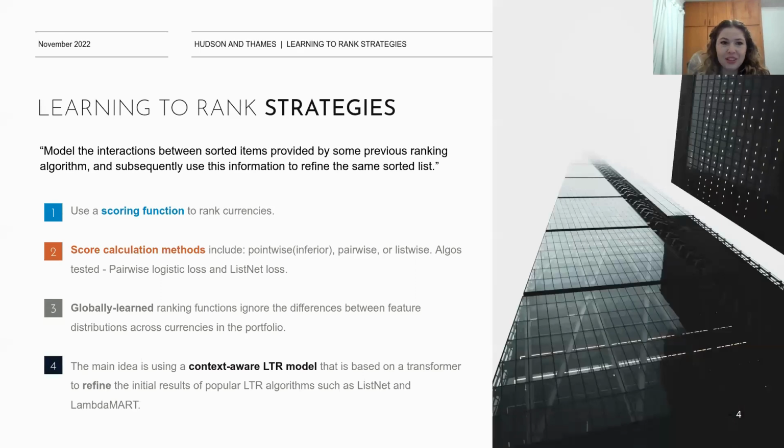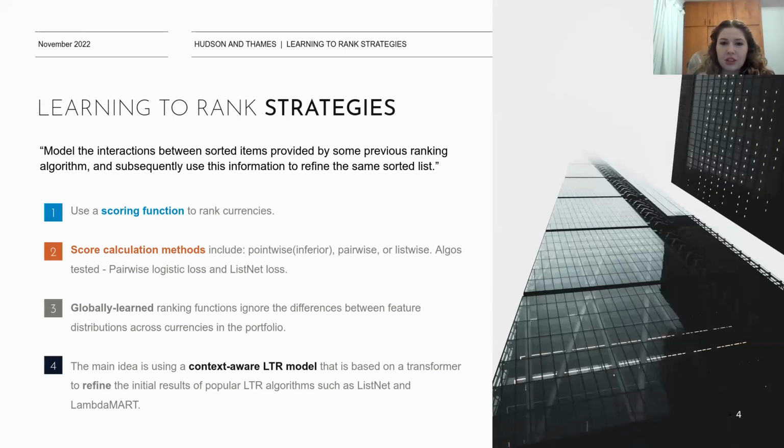Okay, cool. So, learning to rank. We saw before that this is a really powerful technique, and this paper utilizes it for currencies. Instead of a long rebalancing period, we rebalance the portfolio daily, which is quite interesting about this paper. We're still going to use a scoring function to rank currencies, in exactly the same way as before. These methods include pointwise, pairwise, and listwise algorithms. We saw that pointwise is sort of an inferior method, so this paper focuses on just pairwise and listwise.